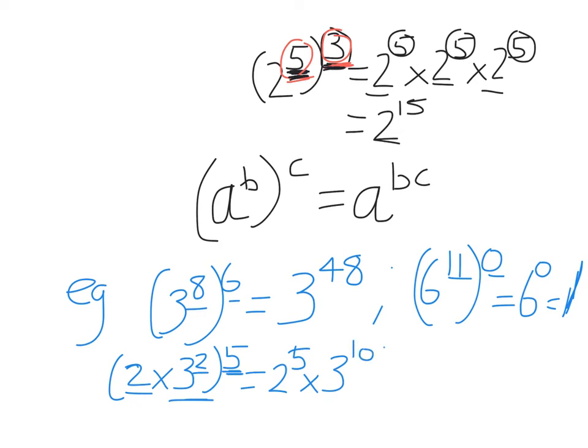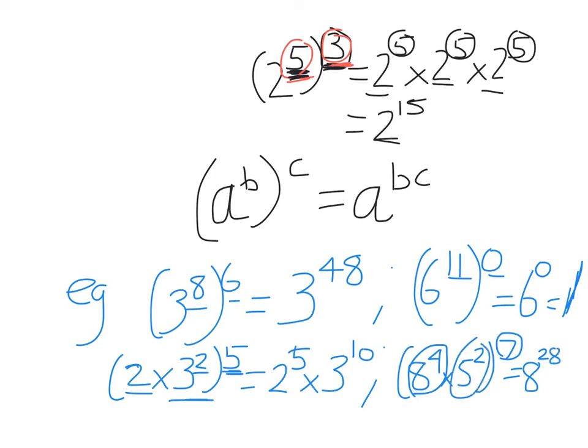Okay, another example. Let's say I had 8 to the power of 4 times 5 squared, and I raise that to the power of 7. So I do the first thing, raise that to the power of 7, so keep the same base. 4 times 7 is 28. 5 squared to the power of 7, keep the same base, and I multiply the two powers together, and then I'm done. Okay, so I'll just give a summary of the index laws that we've gone through.